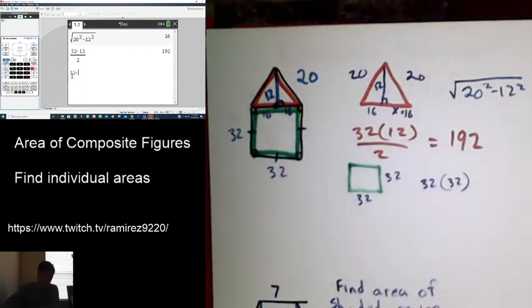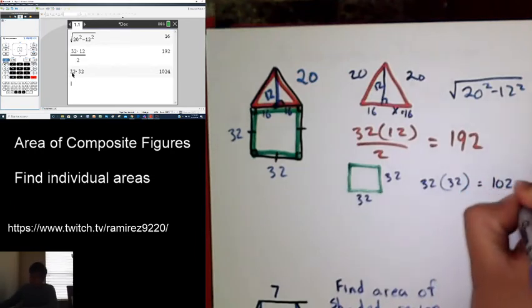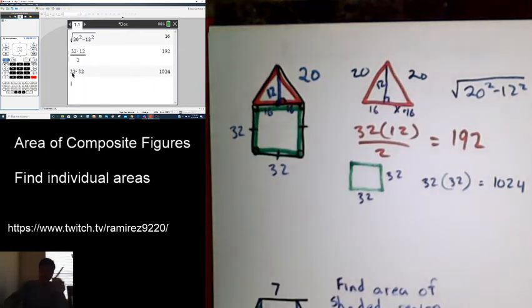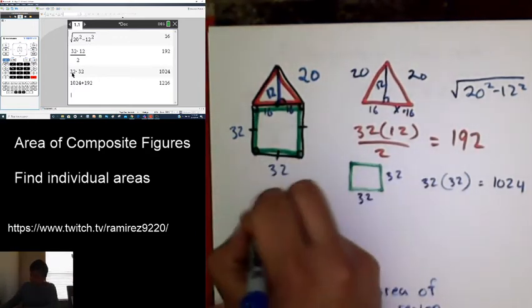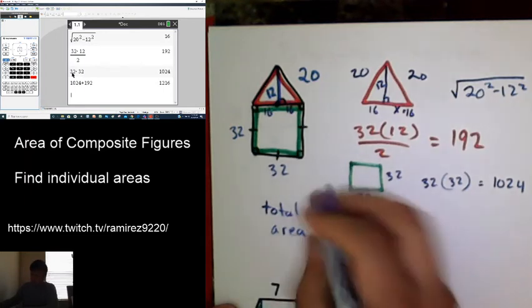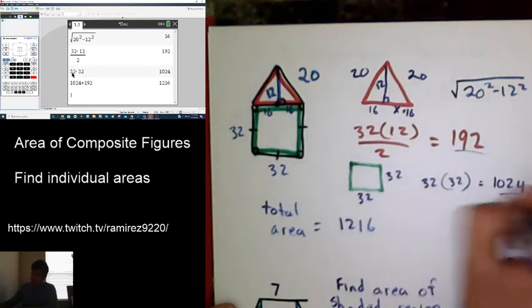So 32 times 32, which is 1024. So the area here is 1024, the area here is 192. If I want to find the total area of the composite, I actually just add them up and that's it. So the total area is 1216 because we added these two together.